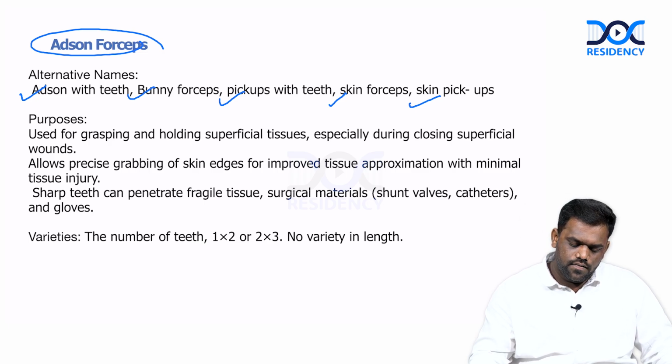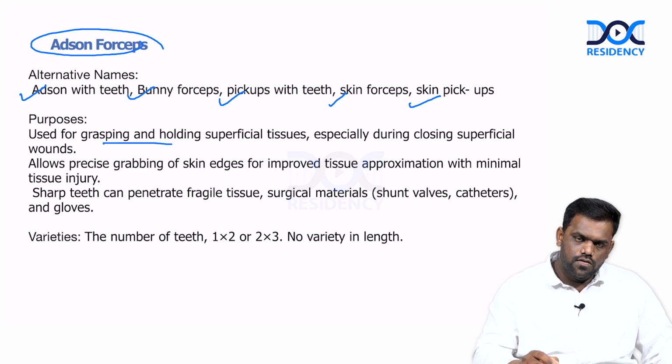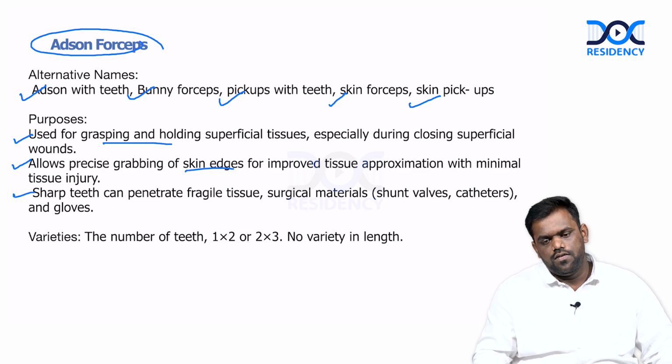The purpose of this forceps is grasping or holding superficial tissues, especially during closing of superficial wounds, and precise grabbing of skin edges for improved tissue approximation with minimal tissue injury. It has sharp teeth that can penetrate fragile tissues and surgical materials, for example shunt valves, catheters, and gloves. So you should be very cautious.